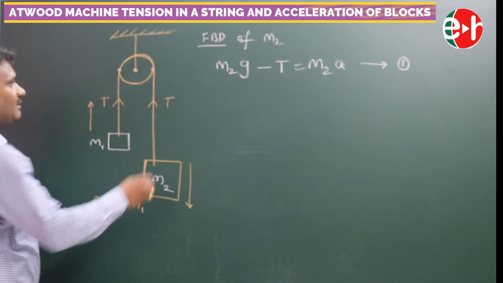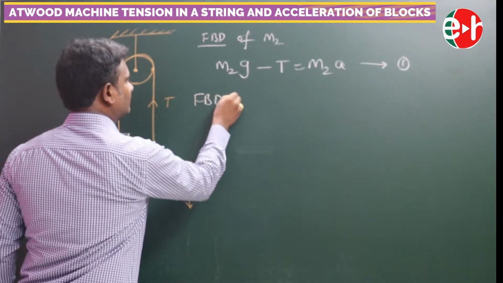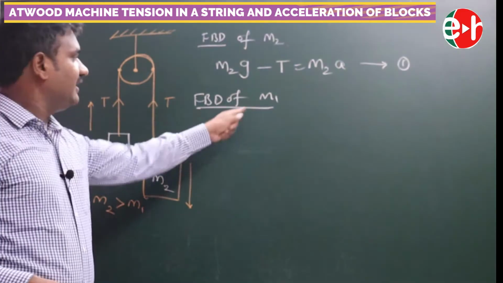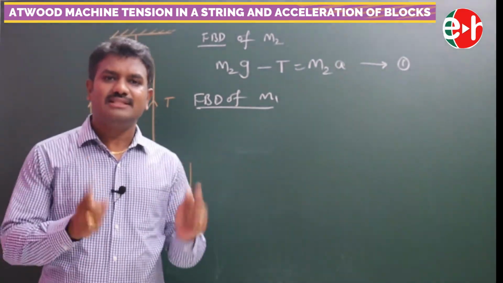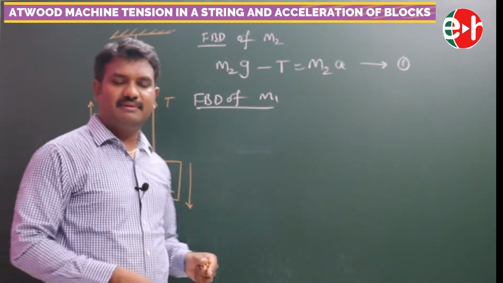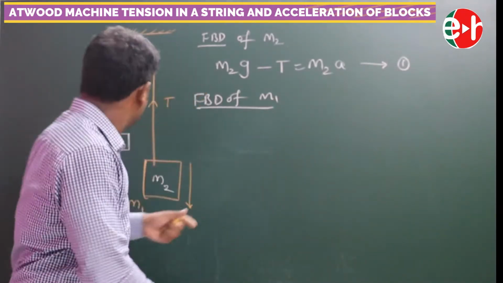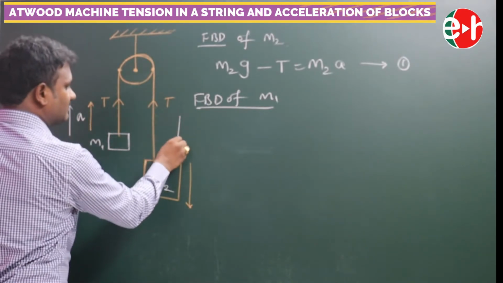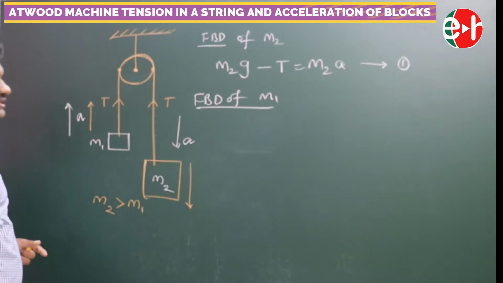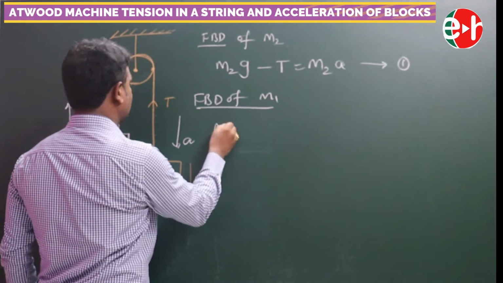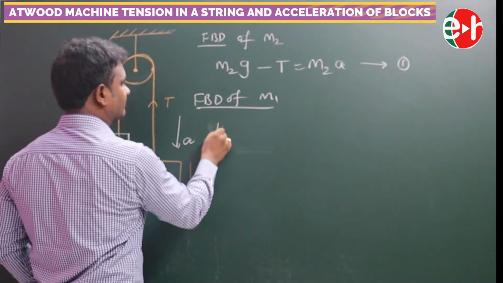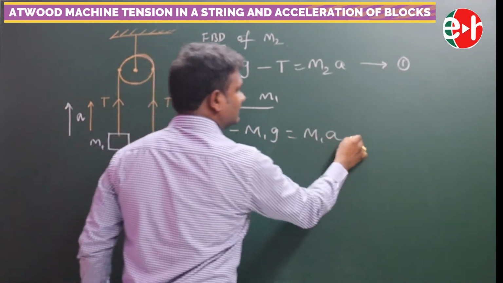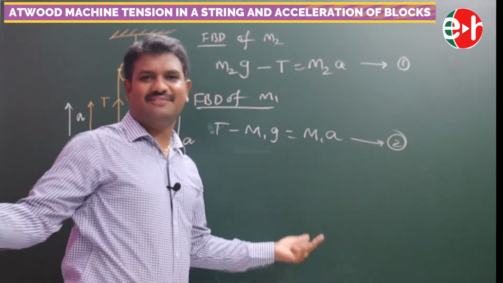Now let us take the free body diagram of M1. How does it act? It acts like my previous case, the bucket moving in the upward direction. It is moving upwards with an acceleration A, while the other block is moving downwards with an acceleration A. That's why it is T minus M1 into G is equal to M1 into A. So this is equation number 2. That's all, our physics is over.